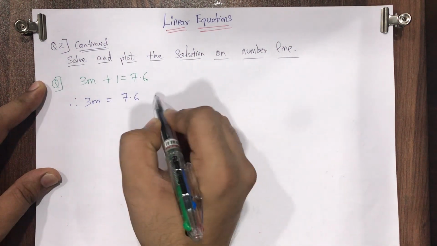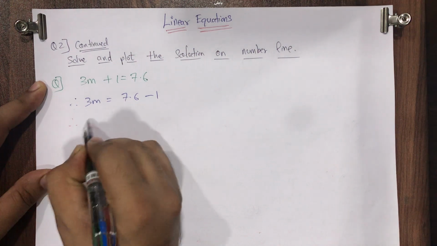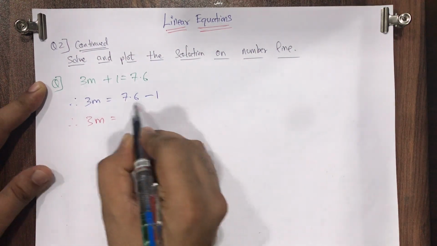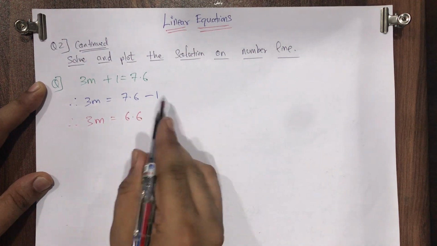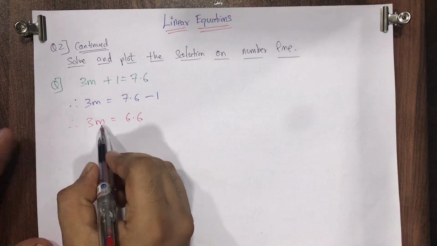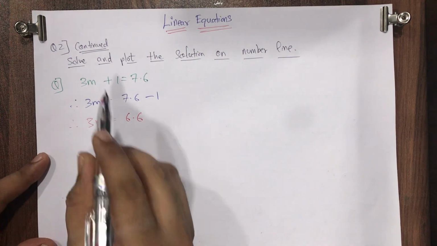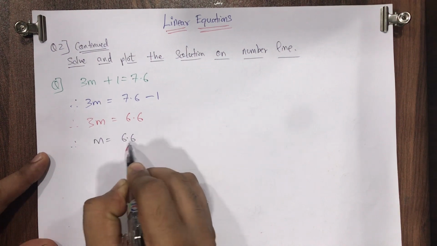When 1 goes to the right hand side it becomes minus 1. So 3m is equal to 7.6 minus 1, which is 6.6. Now I need to find the value of the unknown, and that is what we call solve. So m is equal to 6.6 upon 3.